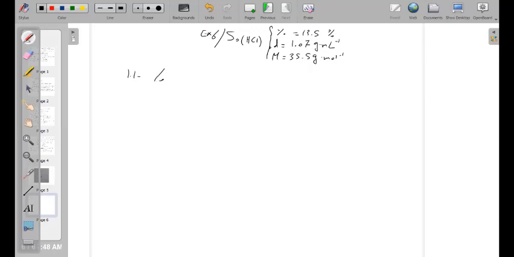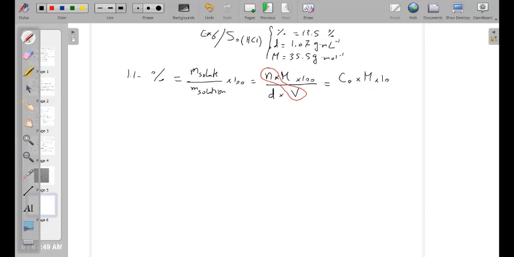First, the percentage by mass equals mass of solute over mass of solution times 100. We replace mass of solute by number of moles times molar mass, and mass of solution by density times volume. As we know, number of moles over volume is the initial concentration, so the percentage equals C0 times molar mass times 100 over density.